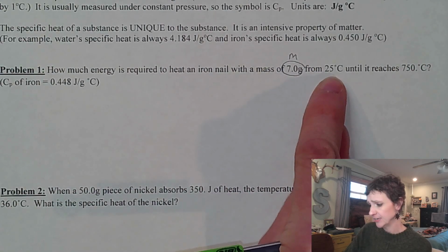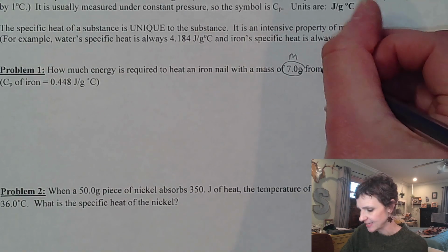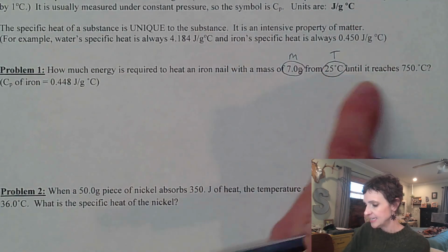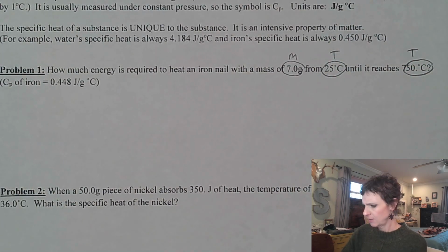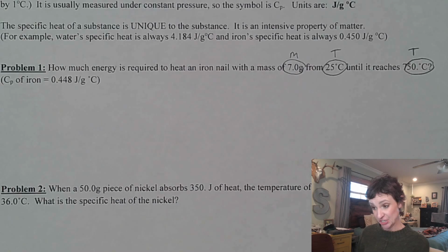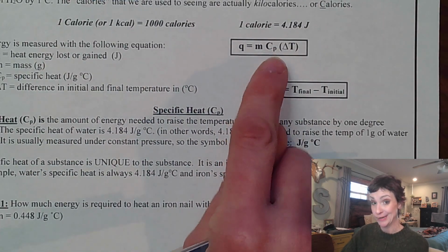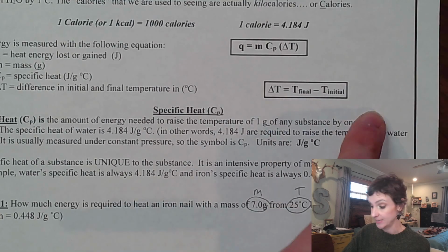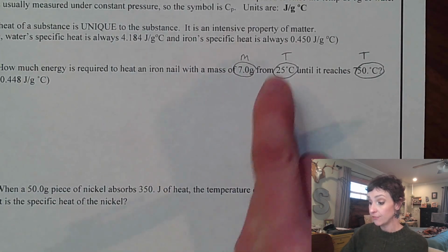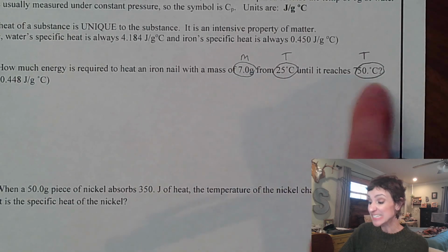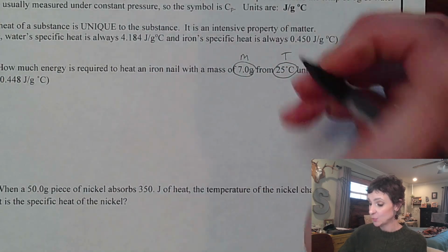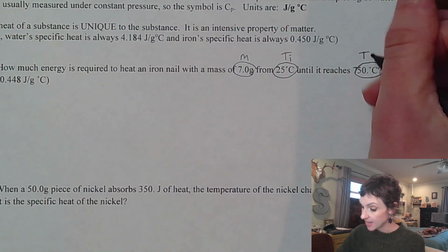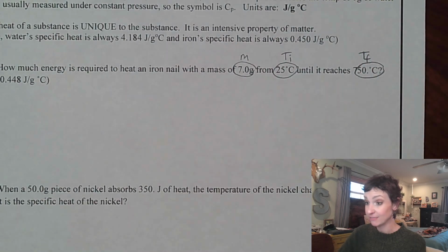From 25 degrees Celsius, oh, we know that's a temperature. That's not scary. So that's a temperature until it reaches 750 degrees Celsius. That's a temperature. Okay, well, which is which? We know we have a final temperature and an initial temperature because my equation tells me I have a delta T, which is final minus initial. Well, it says it went from 25 degrees Celsius until it got to 750 degrees Celsius. So that means that 25 is my initial, and then this 750 is my final.